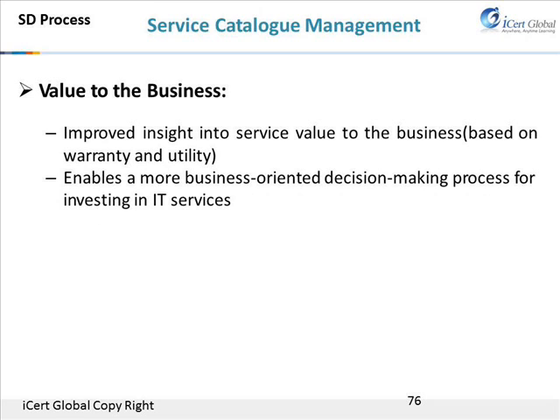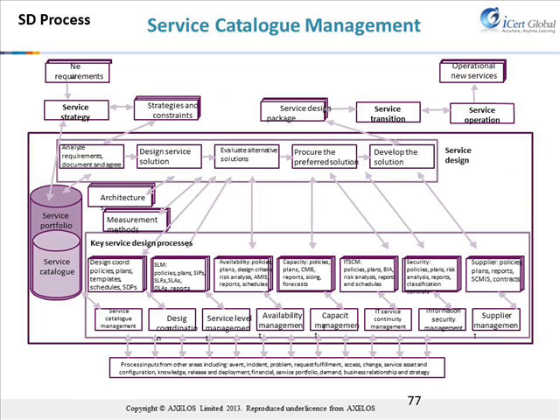Value to the business. The service catalog ensures that all areas of the business can view an accurate, consistent picture of the IT services. The value to business is obtained through improved insight into service value to the business, enabling a more business-oriented decision-making process for investing in IT services. The service catalog is a database or structured document with information about all live IT services, as depicted on the slide.